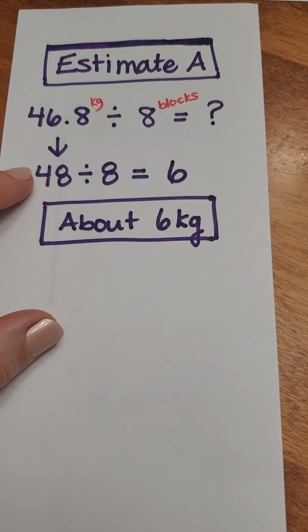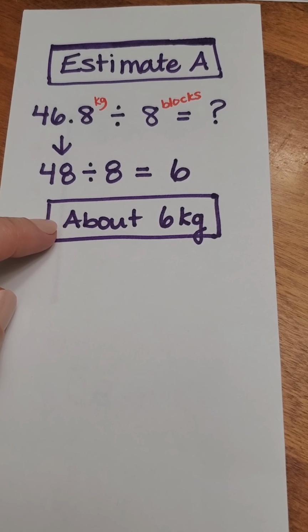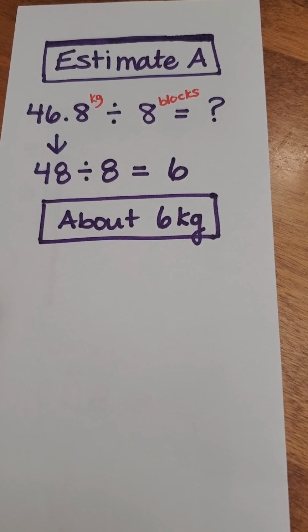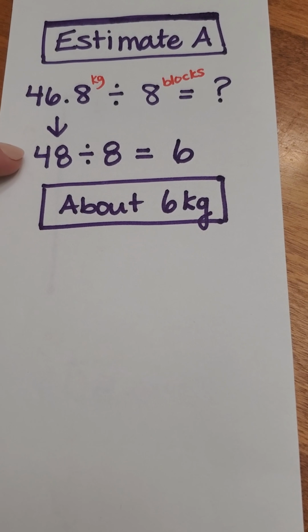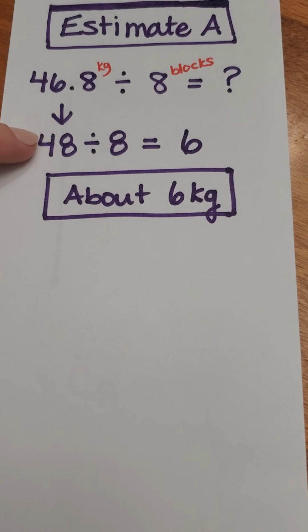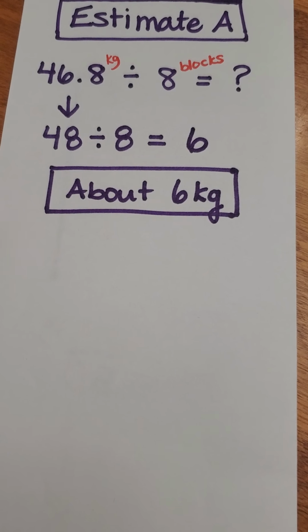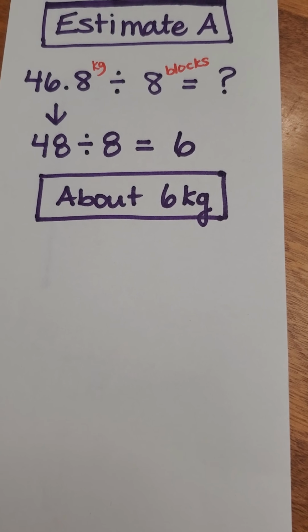So if I'm making a good estimate here, I'm saying that my patio blocks are just under 6 kilograms. It's about 6 kilograms, but I know it's less because I increased the weight here. So I increased the weight, which means the answer is increased a little bit as well. So it's a little bit under 6 kilograms. So 6 kilograms is a great estimate.